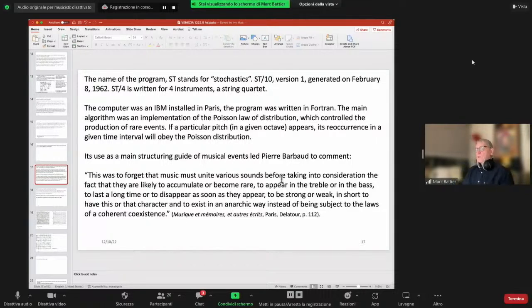Its use as a main structuring guide of musical events led Pierre Barbaud, another pioneer, to comment, "This was to forget that music must unite various sounds before taking into consideration the fact that they are likely to accumulate or become rare, to appear in the treble or in the bass, to last a long time or to disappear as soon as they appear, to be strong or weak, in short, to have this or that character and to exist in an anarchic way instead of being subject to the laws of a coherent coexistence."